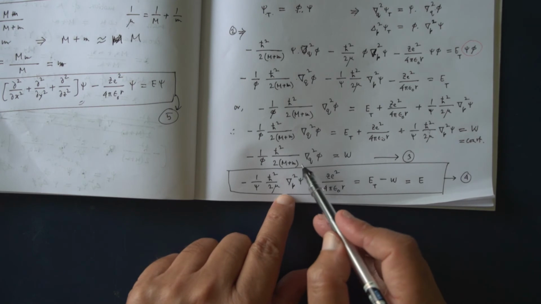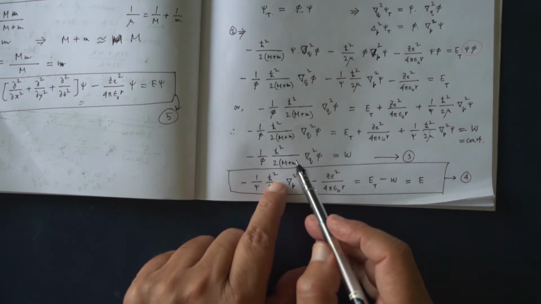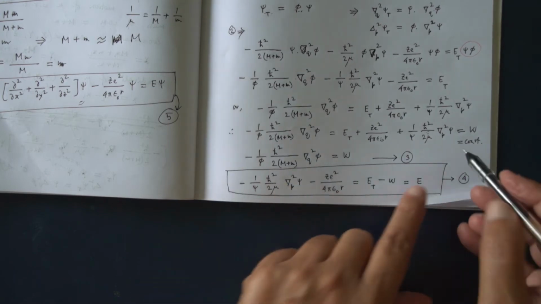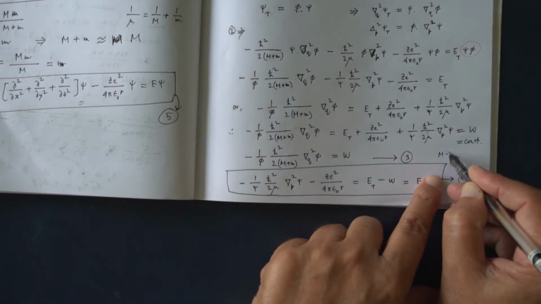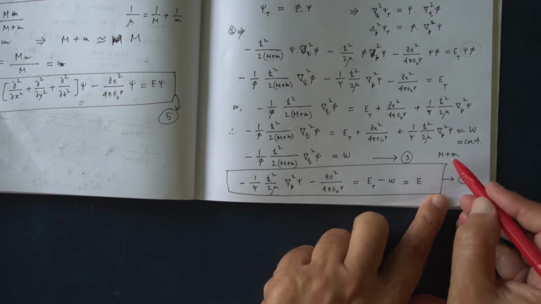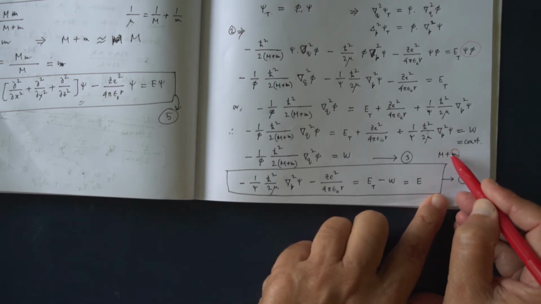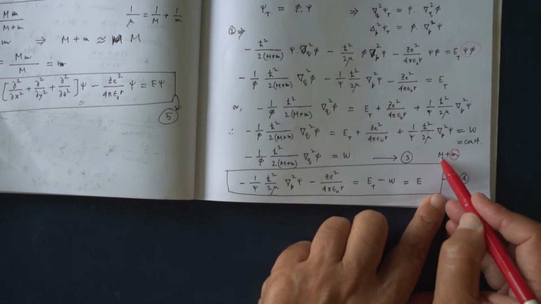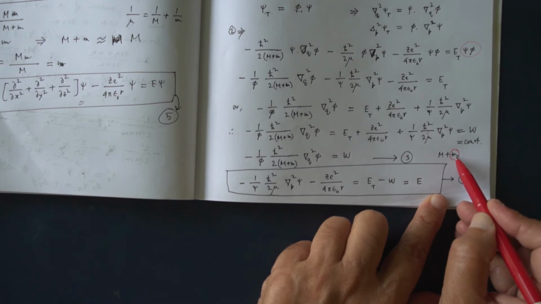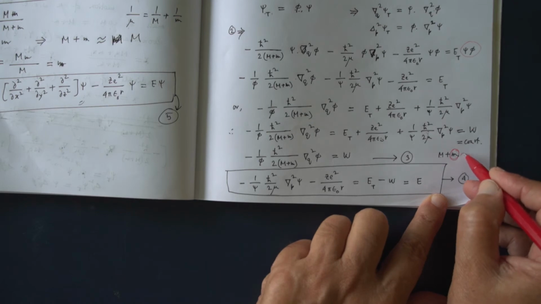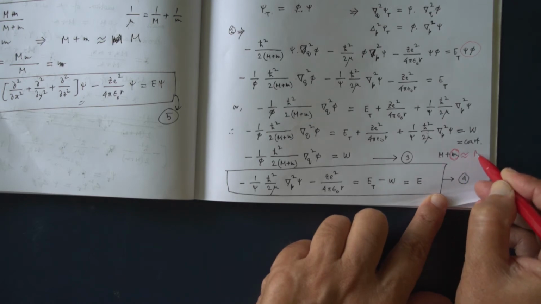Now here in equation 3 you see what the mass is: M plus m. But we have already said that the mass of the electron is very, very small compared to the mass of the nucleus. So we can write that this is approximately equal to capital M.